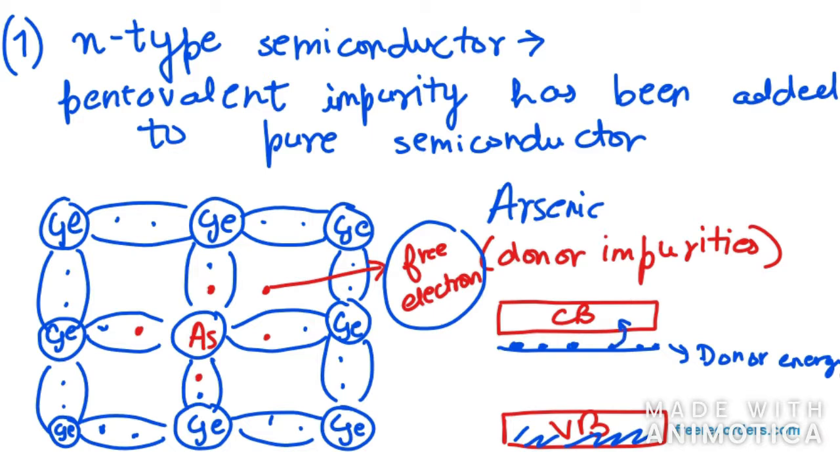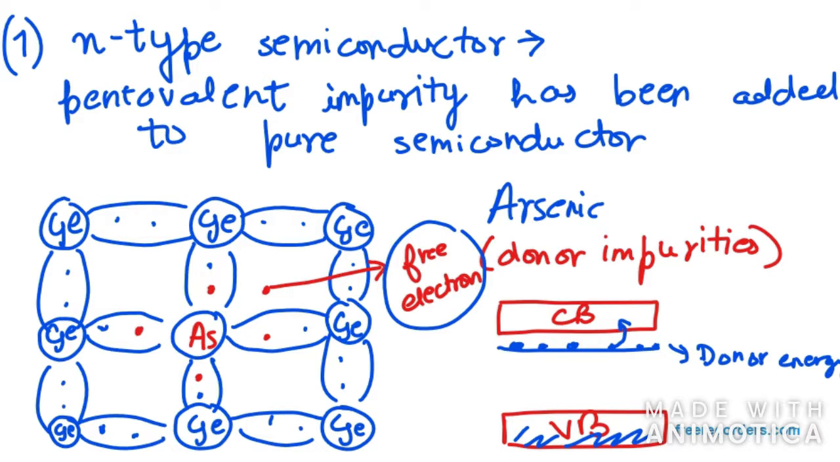Now we need to apply a smaller electric field near the N-type semiconductor. They will conduct very easily because the energy level has been raised to near the conduction band. So therefore we can say that the conductivity of N-type is increased significantly, and as you can see, we have added arsenic.